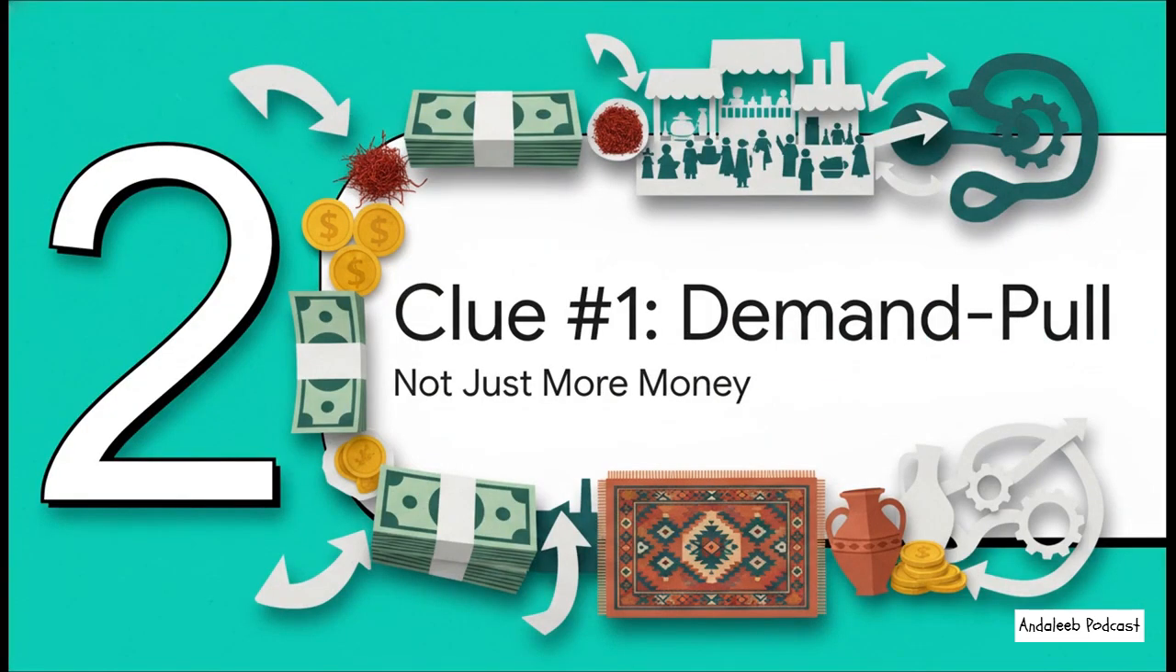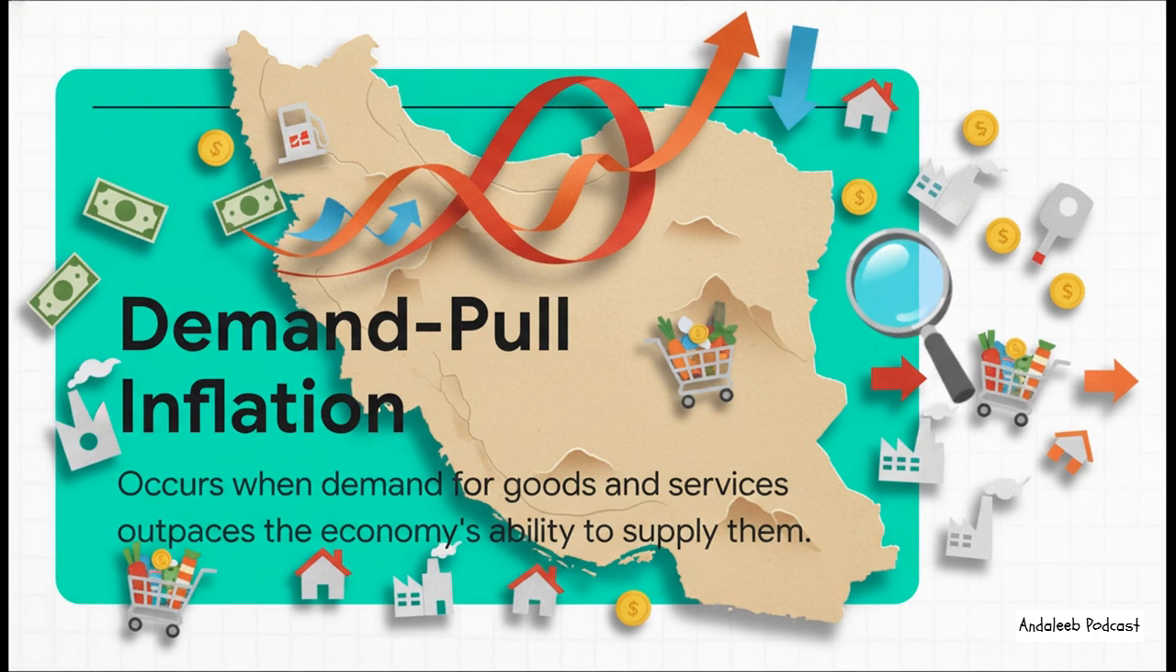All right, clue number 1, demand pull inflation. Now, the simple version of this is too much money chasing too few goods. But as you're about to see, the real mystery here isn't just about how much money there is. It's about where that money actually ends up. And here's that classic definition. It's pretty straightforward. When tons of people want to buy stuff and there just isn't enough to go around, prices naturally go up. This is our starting point.